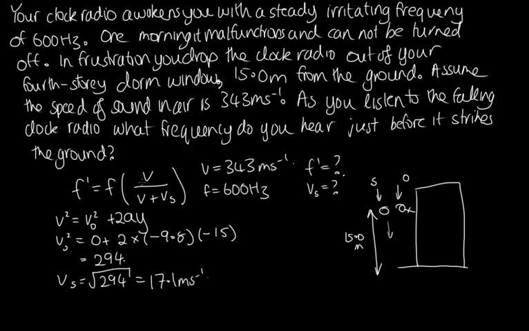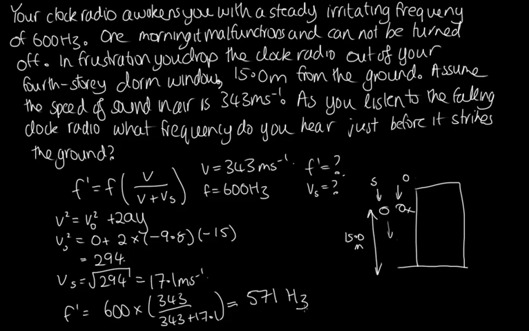So now we've got everything and we can substitute into this formula. So f dash is equal to 600 times 343 over 343 plus 17.1. So solving this on the calculator, we get 571 hertz. So that's the solution to that problem.